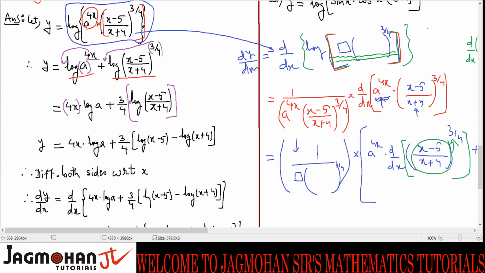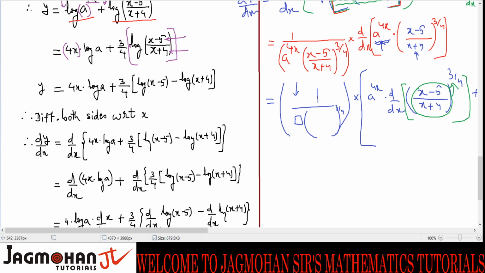Further, now see 4x log a, and then again for this I'm using a logarithmic rule. What is it? Log of m upon n. What is log of m upon n? It is log m minus log n. Log m minus log n. See, the things are now becoming simpler. The function is getting simpler. So here you got it.